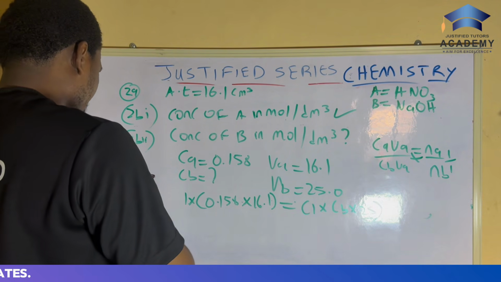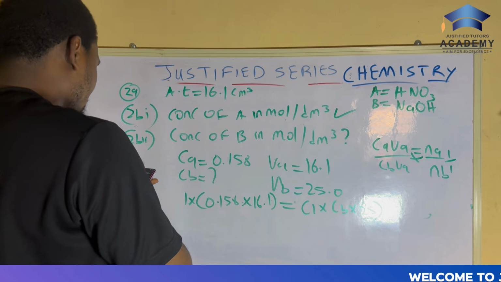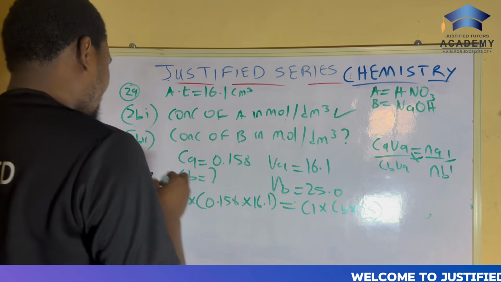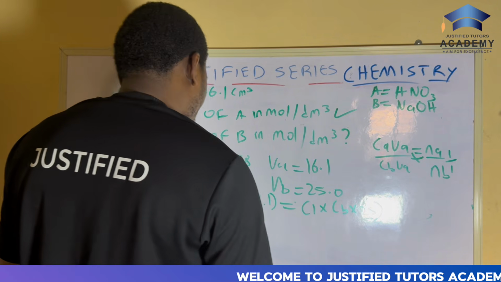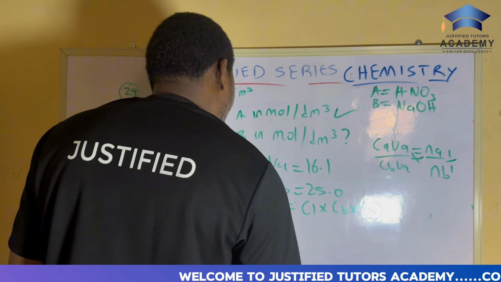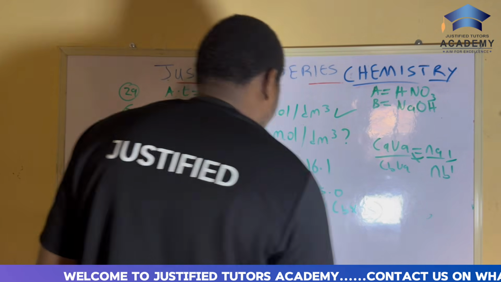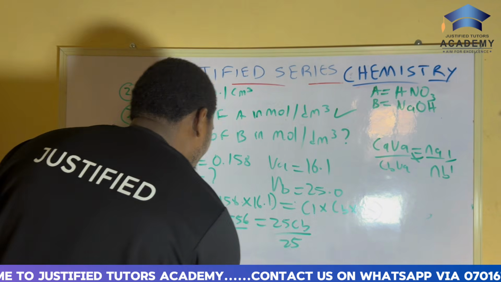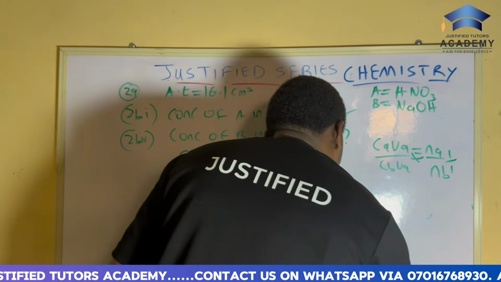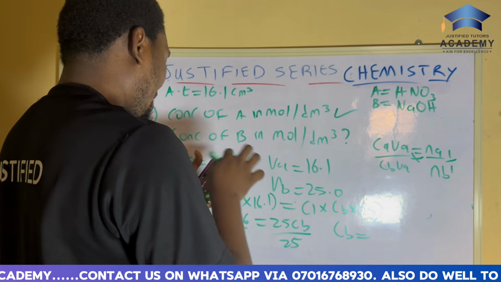So now, what does it give us? 0.158 times 16.1 gives us 2.556, equals 25 CB. Now, to get CB, we divide both sides by 25. When we do that, our CB becomes what?